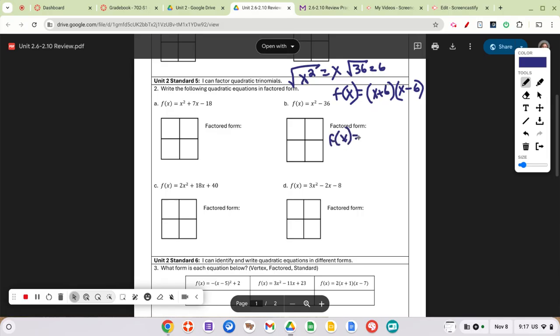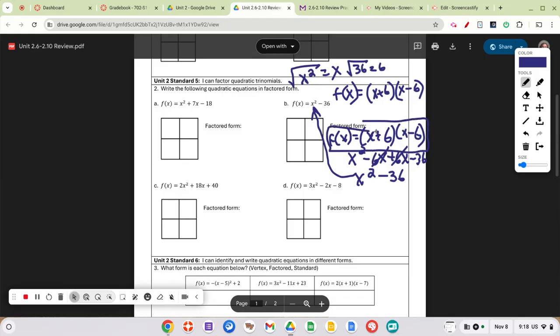Okay, if you were to take this thing and put it back together again, if you were to FOIL this back out and go first x squared, outsides negative 6x, insides positive 6x, lasts negative 36. Okay, these guys end up canceling each other out, and you end up with x squared minus 36, which, you know, is where we started from. Okay, but this is the factored form, and it's so easy.